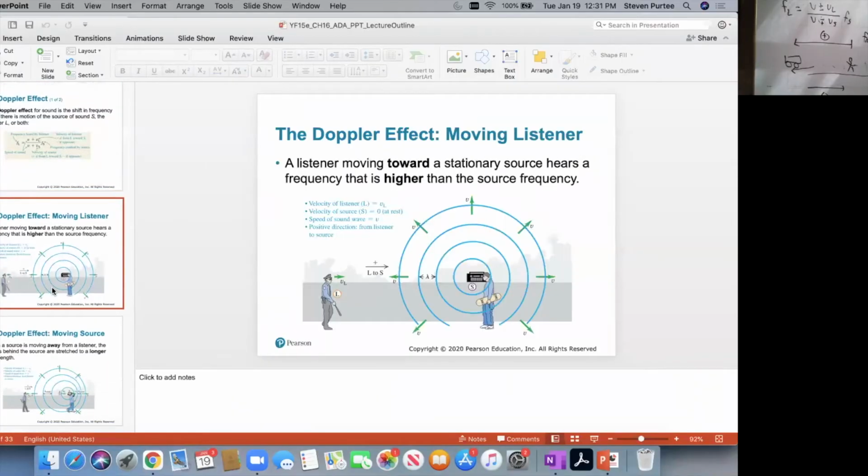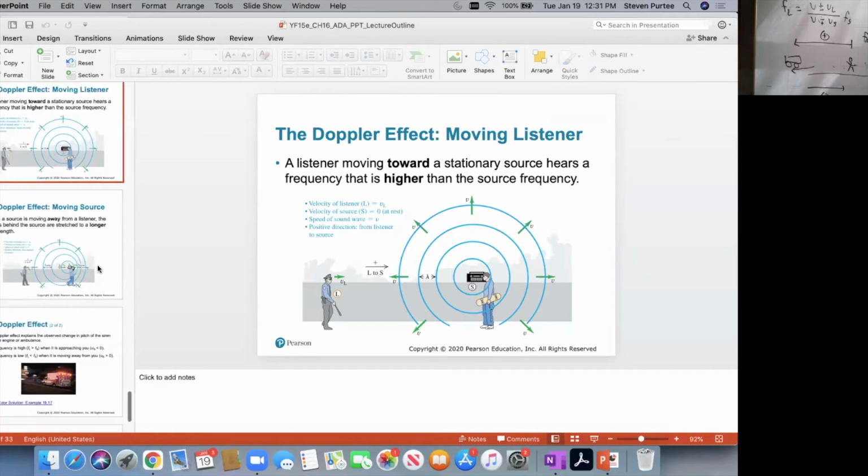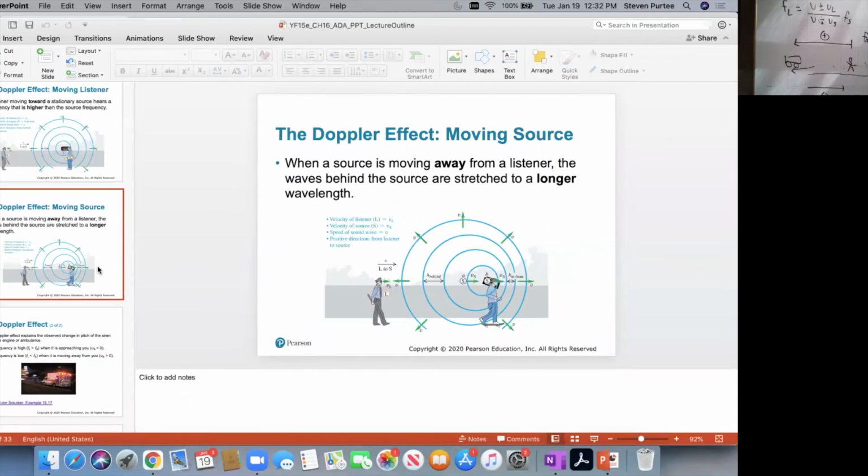Okay, so here are some pictures describing exactly what I just said. So we draw an arrow from listener to source. Anything moving that direction is plus. Anything the opposite is minus. See, they go through all of them here.